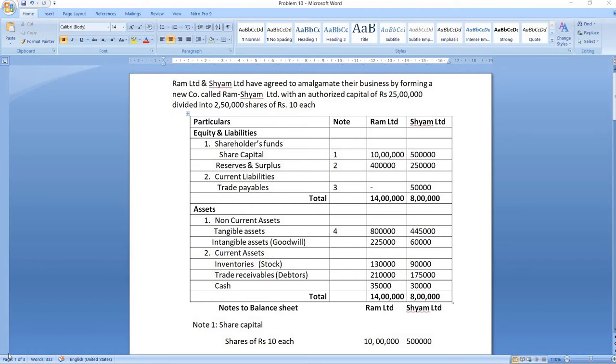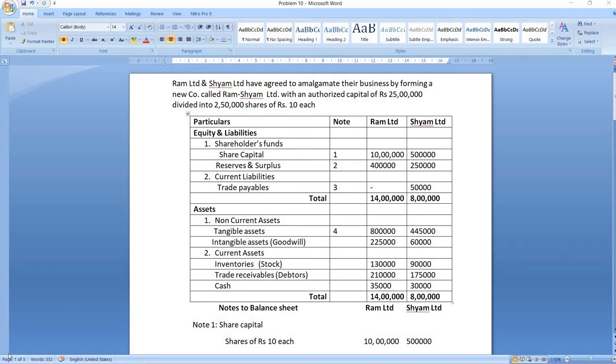Ram Limited and Shyam Limited have agreed to amalgamate their business by forming a new company called Ram Shyam Limited with an authorized capital of Rs 25 lakhs divided into 2,50,000 shares of Rs 10 each. So there are two companies, Ram Limited and Shyam Limited, who are forming a new company called Ram Shyam Limited. And this company will have an authorized capital of 25 lakhs.